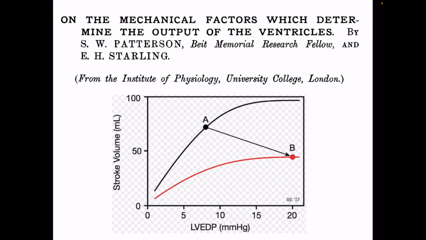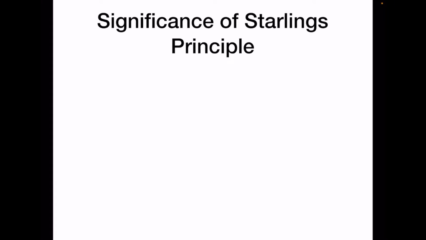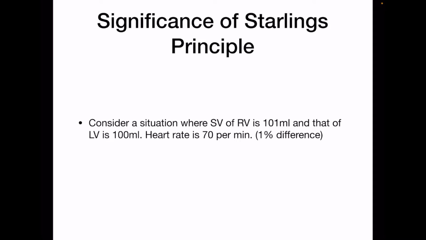However, there is an upper limit to it, and if the contractility is low, then the increase in stroke volume also decreases with the increase in the left ventricular end diastolic pressure. So this primarily showed the significance of Starling's principle. Consider a situation where the stroke volume of the right ventricle is 101 ml and that of the left ventricle is 100 ml. Basically, whatever blood is coming into the left ventricle must be pumped out.